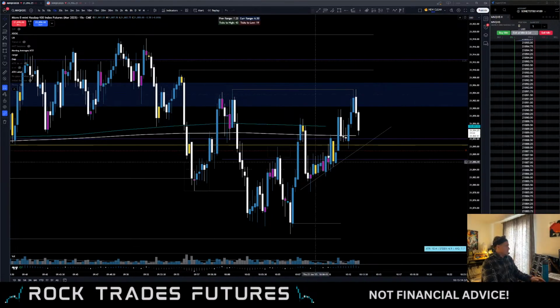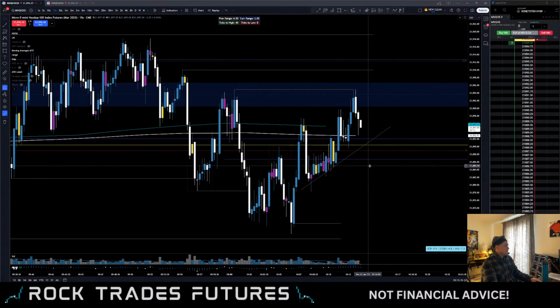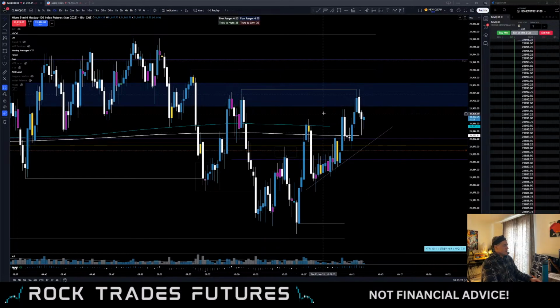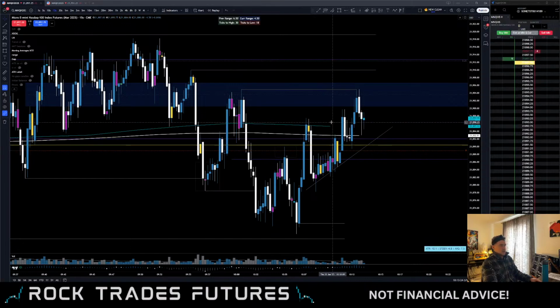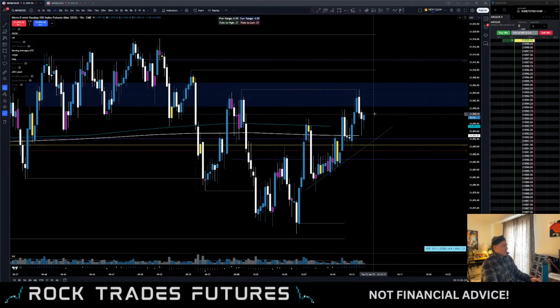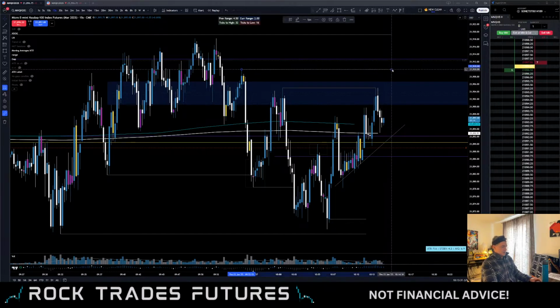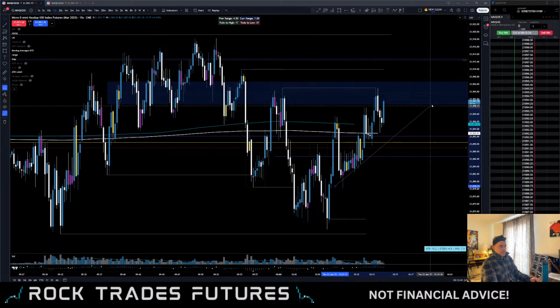No clean trigger. Clean trigger on the 30. Inside down on the 1. That is a clean trigger on the 30-second chart. 5 minute is threatening to close above this moving average though, which if it does could trigger some long algos and just push the price up here. That's theory. That's totally theoretical.